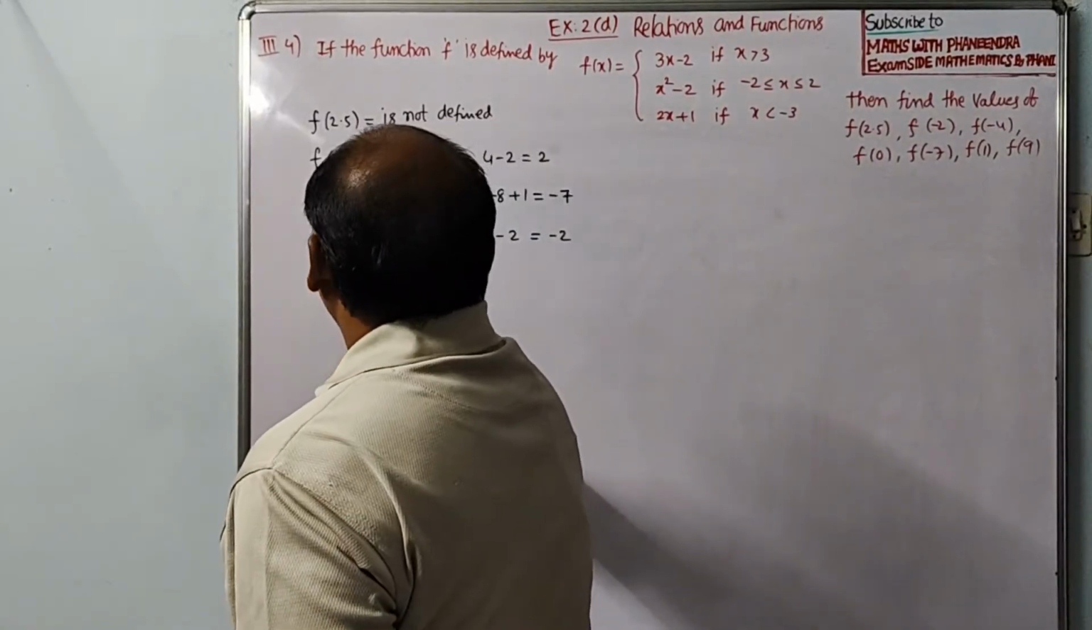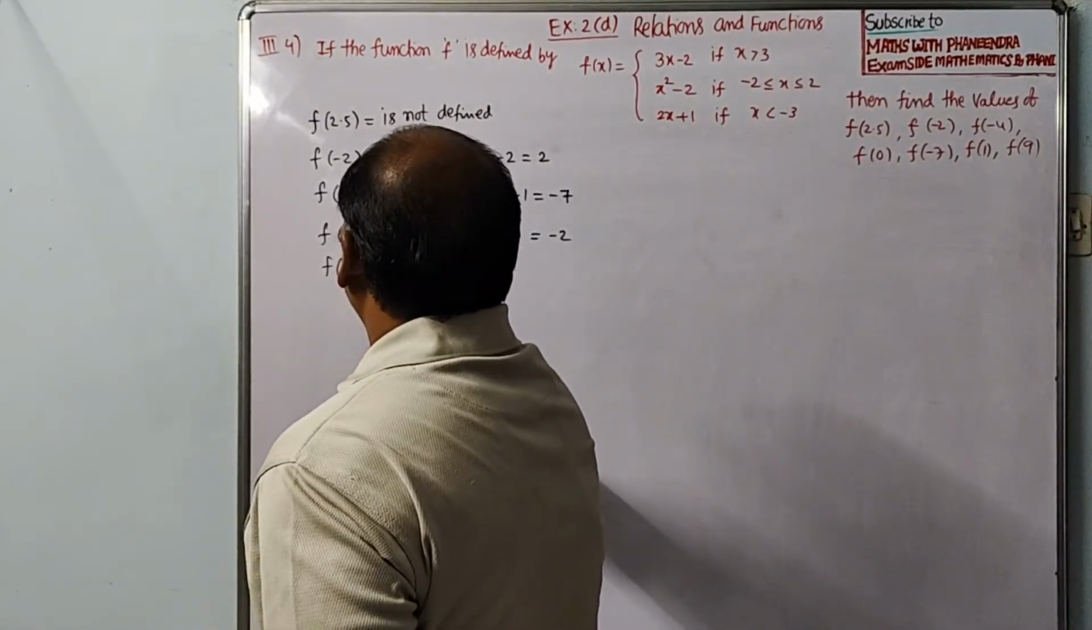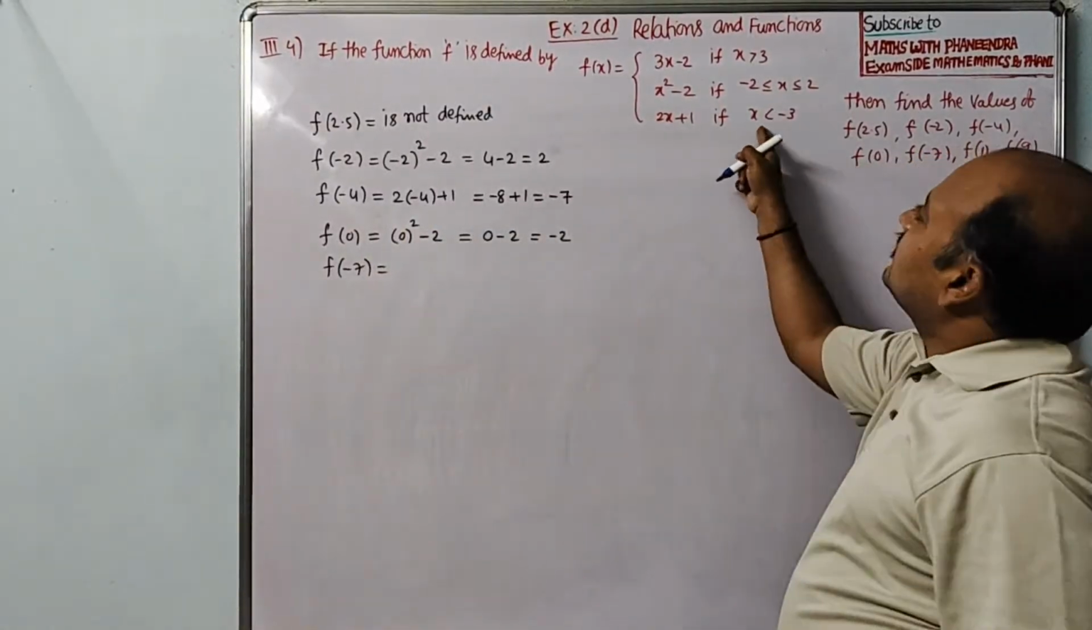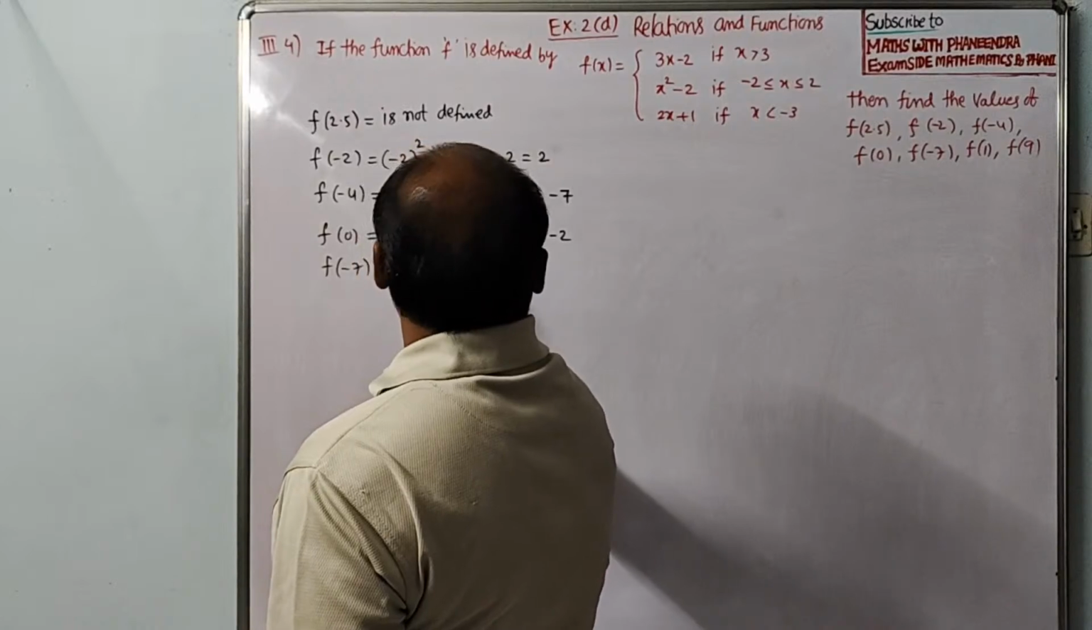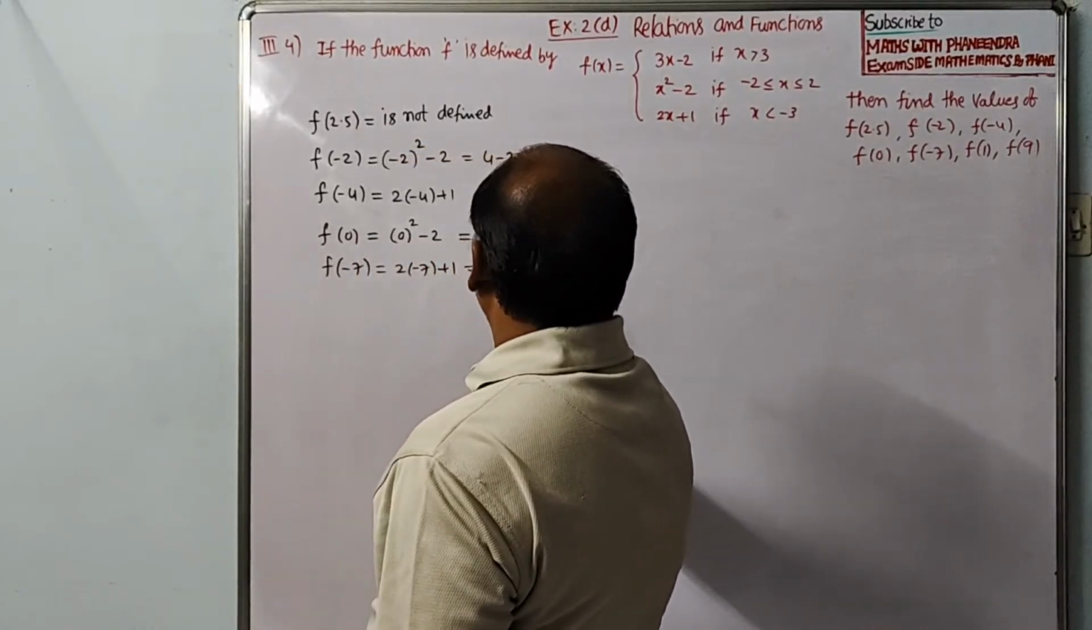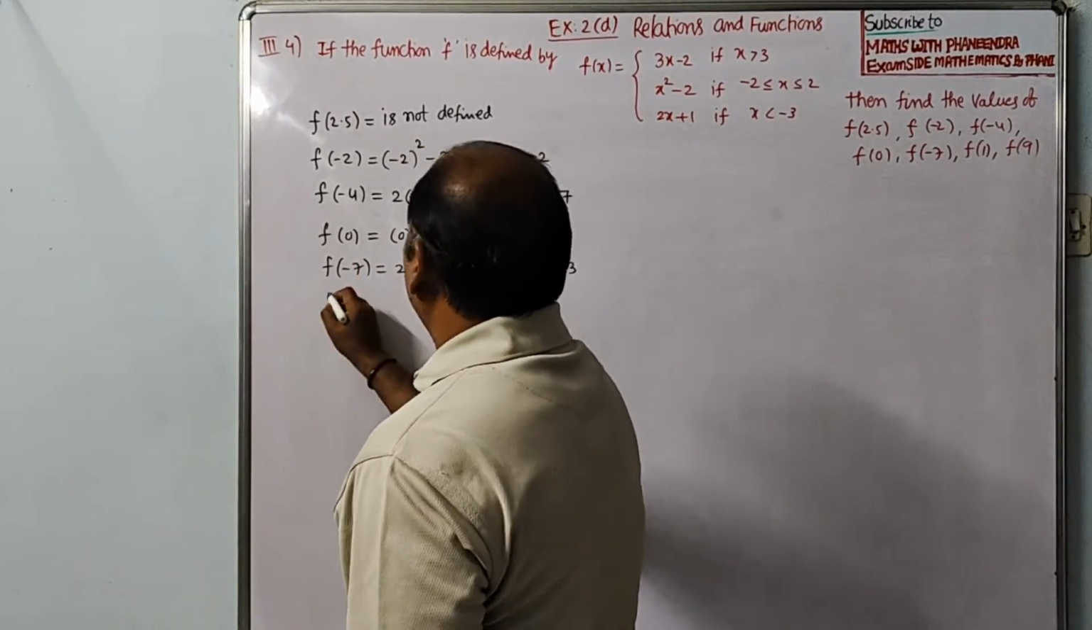Next, f of minus 7. Even minus 7 is in this category, it is less than minus 3. So 2 into minus 7 plus 1, minus 14 plus 1, which is equal to minus 13.